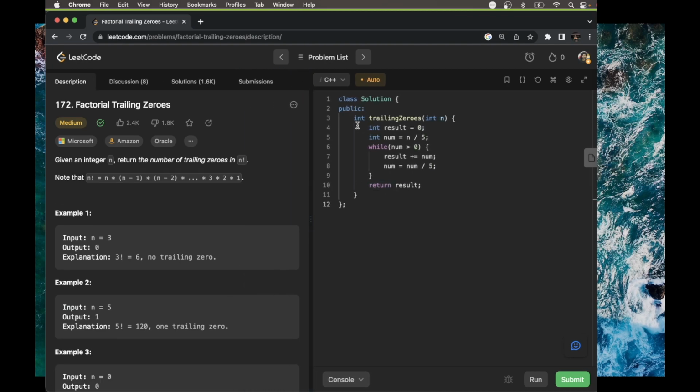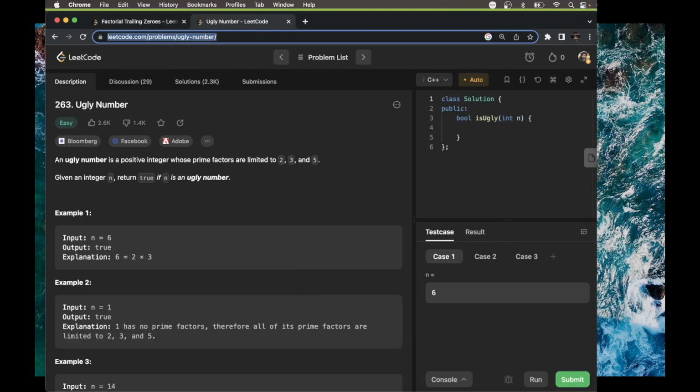You don't need to care about how to call the function. You just need to care about the basic logic of the function. So this is how you can code the problem number 172, that is factorial trailing zeros, with one of the most efficient logics. Okay. So this is a new problem coming from LeetCode.